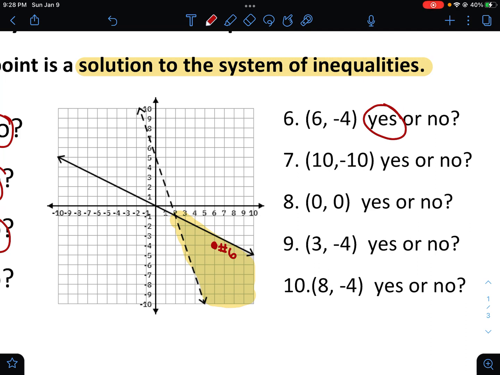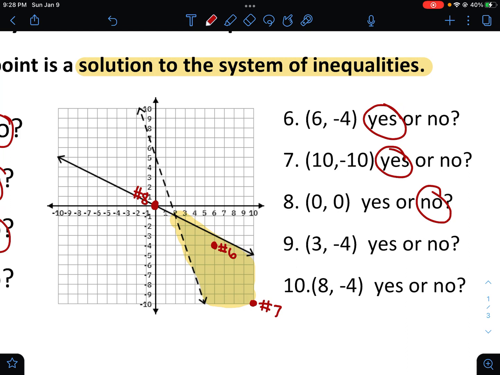10, -10, so I go over 10, down 10. Number 7 is in the shaded area, so that works out. 0, 0 is right here. For number 8, it falls on the solid line, but not in the shaded area. So number 8 is not a solution.